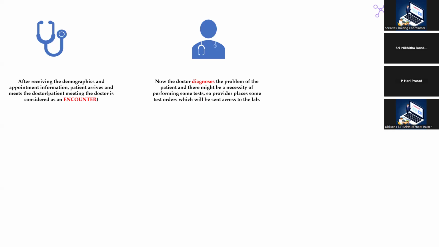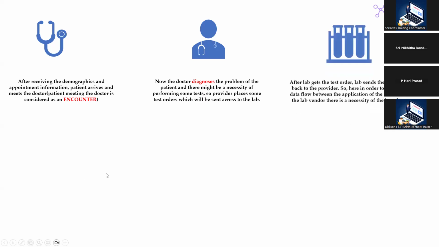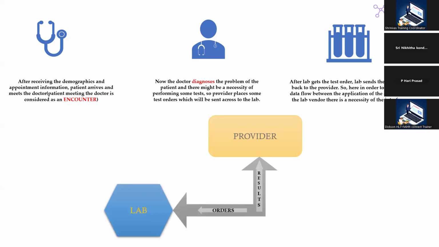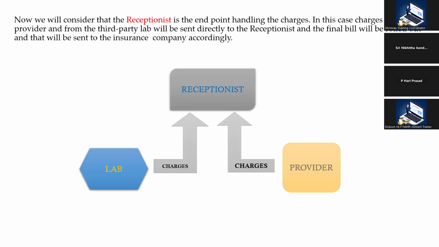So they will immediately go ahead and place a lab order, and this lab order will be received by the labs. Labs will perform the test, and after collecting the samples from the patient, they will generate the results and send them back to the provider. Provider is nothing but the doctor. Now, once the doctor receives the lab results, he will go ahead and prescribe medicine, and the patient will receive the medicine.